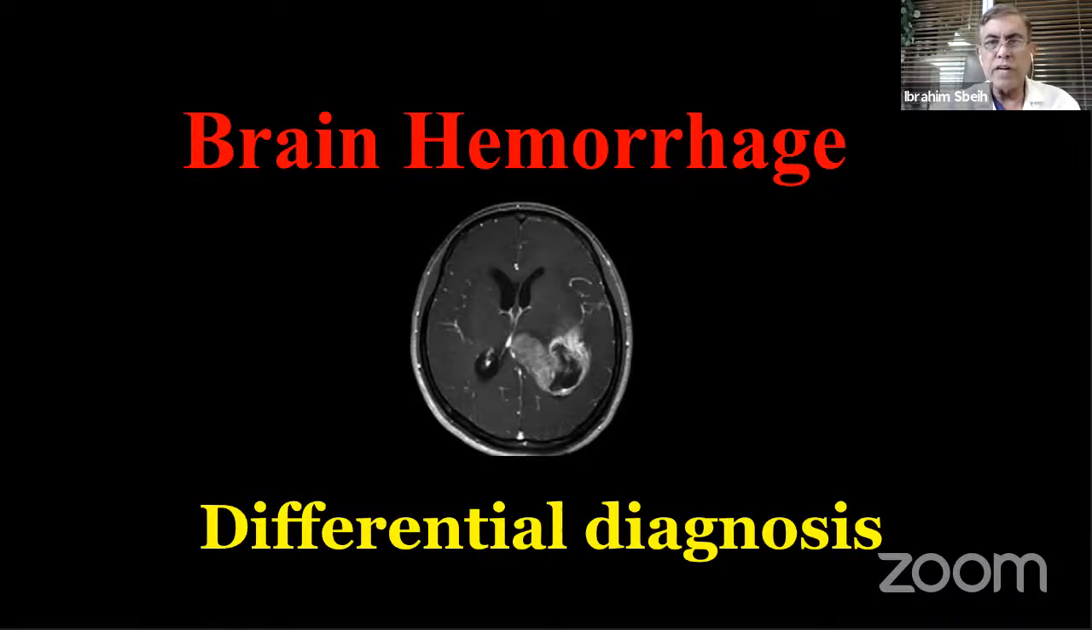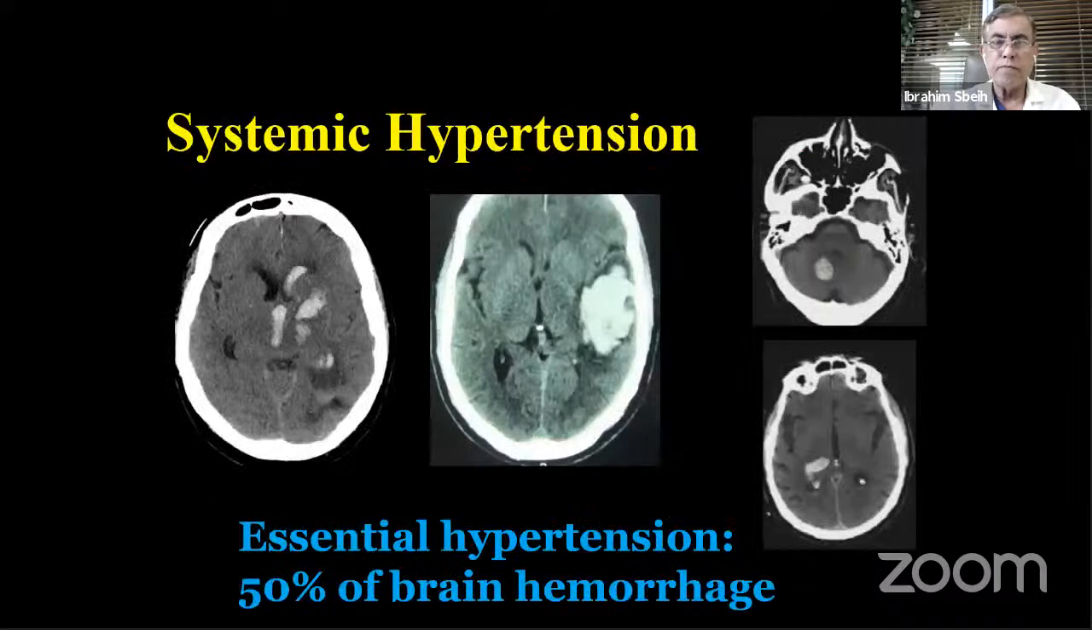So what is a differential diagnosis? And what are the diseases that can cause this? You'll be surprised how many diseases can cause this. Systemic hypertension, of course, is the famous one. Whenever we see a bleed, we say this is hypertension.